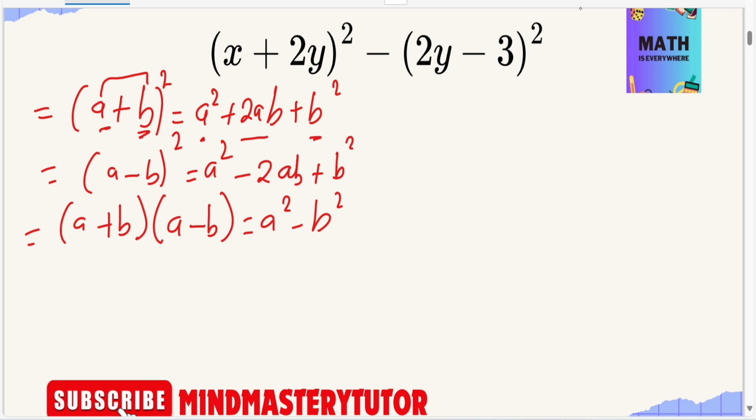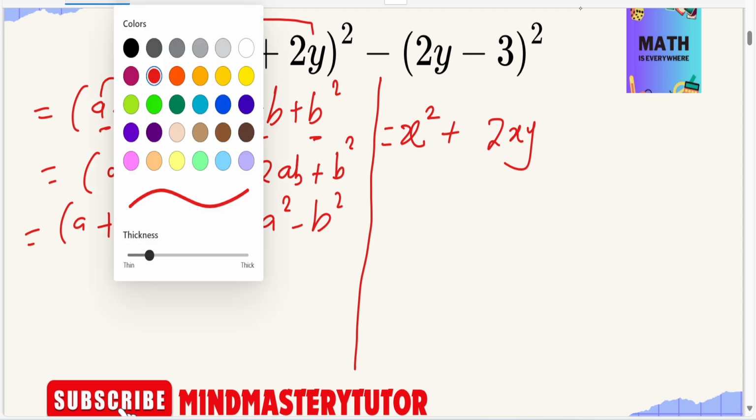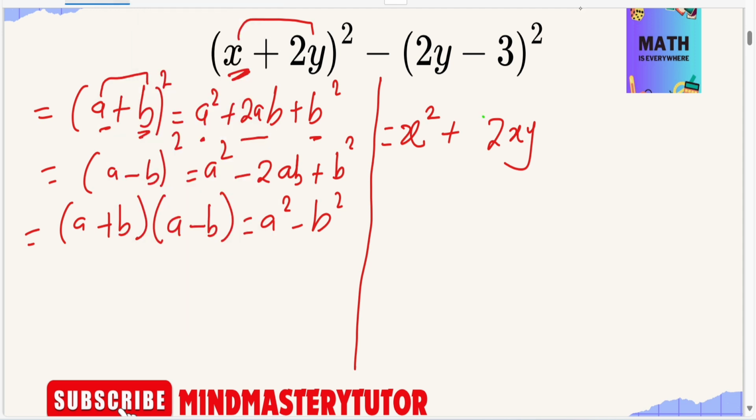Right on time. So how do you solve such question? So x plus 2y ukiona. So what you do, you square the first one. So if you square the first one, it gets x squared. And then the next step is to take x multiplied by 2. So you get 2xy. Lakini kumbuka, you'll also multiply it by 2.